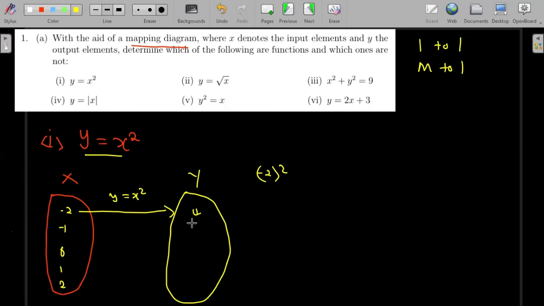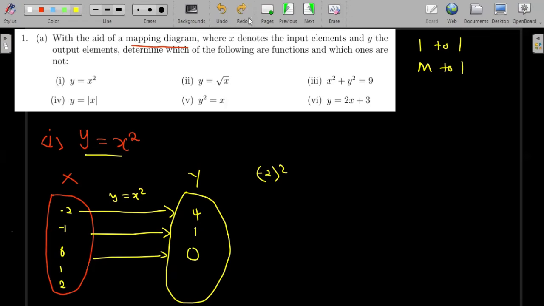So this will be 4. And then if I put -1 here squared, that will just give me a 1. And if I put 0 here, that just gives me 0. If I put 1, it gives me back a 1, so there I have to map it like this.